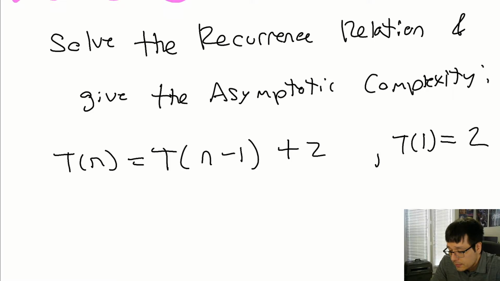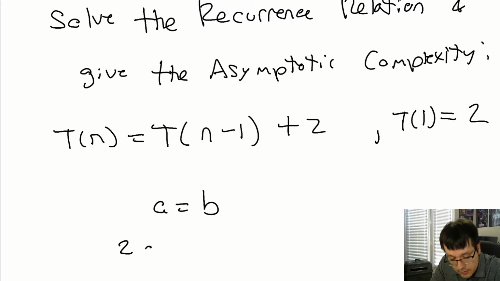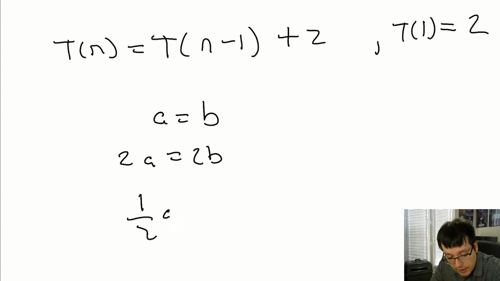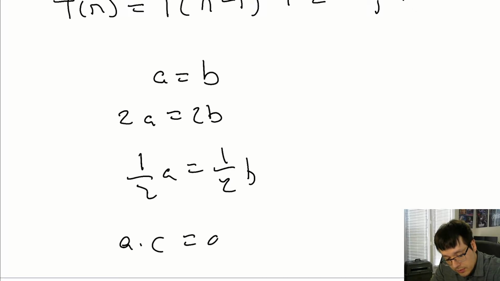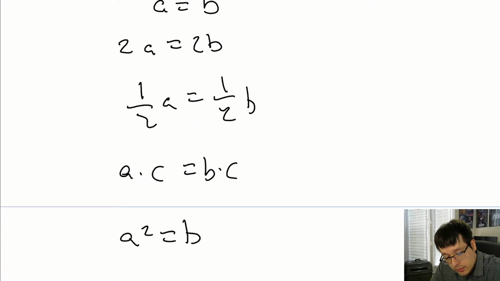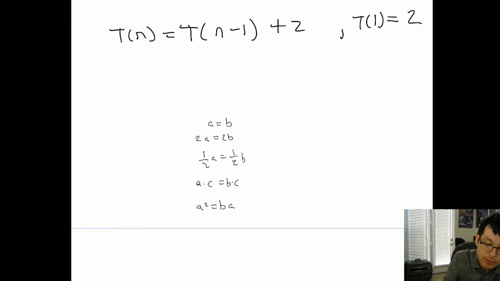So the first thing that I want to show you that you can do to figure this out is, remember, you can flip things around with an equal sign. So if you have something like A is equal to B, you can say something like 2A is equal to 2B, right? You could also say 1/2 A is equal to 1/2 B, or you could even say A times C is equal to B times C. You could also say A squared is equal to BA, right? Because you're just multiplying A on both sides. So you can always do these properties where you can just add two things to each side. So just remember that from math.